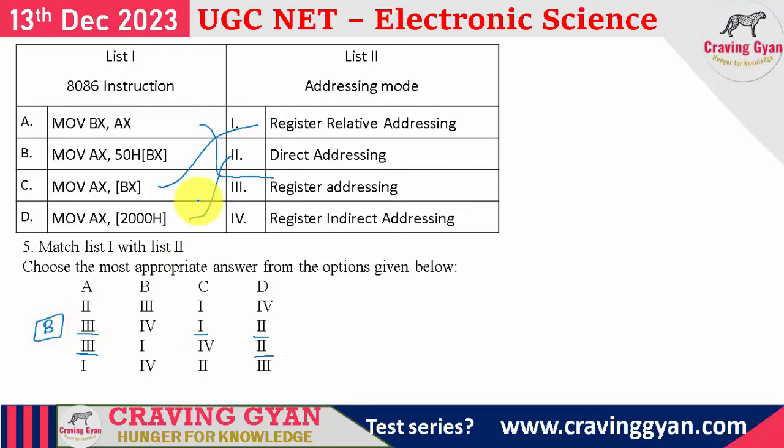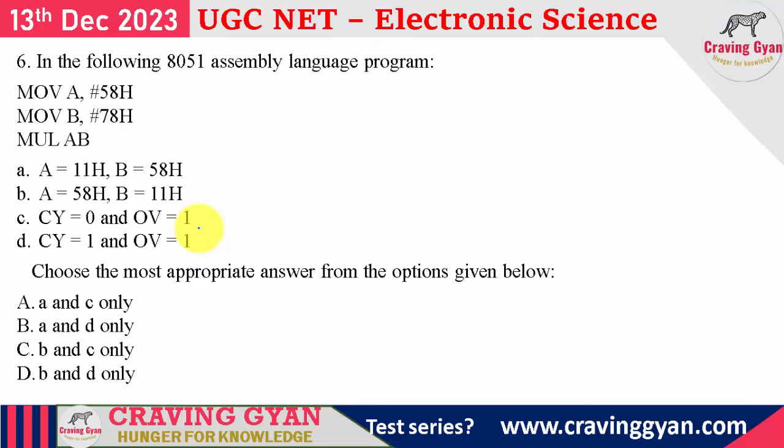Right? Next, MOV AX, BX within the braces 50H if I am writing. So it is what? A register indirect addressing mode. So directly we are not in a position to calculate the address.